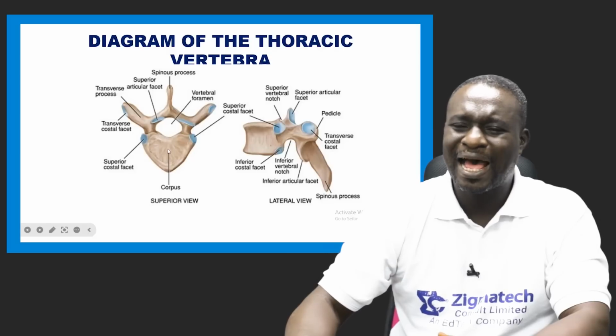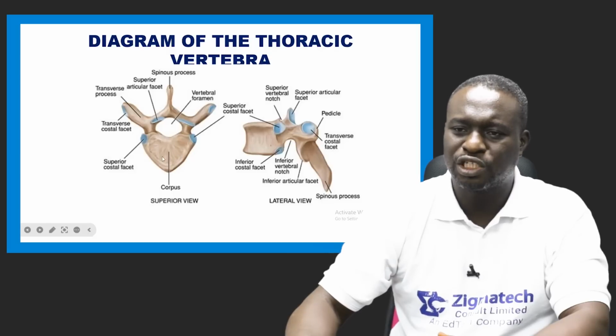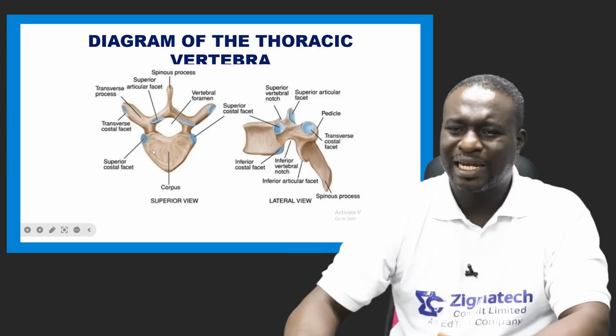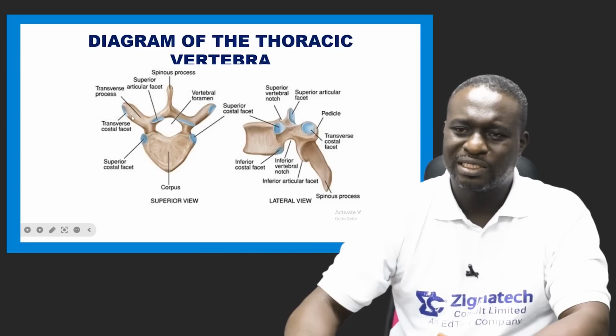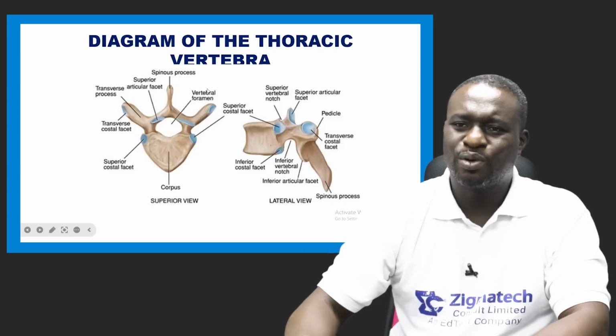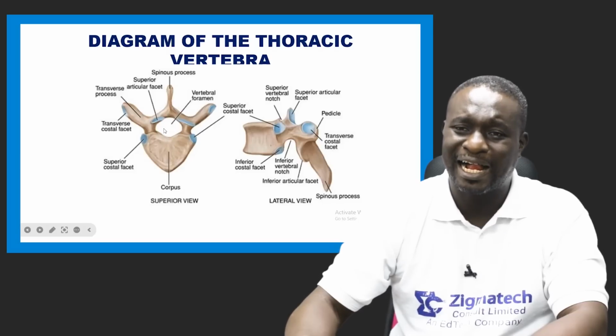You see a large neural centrum, which is called here the corpus. Then we also have the shortened neural transverse process. You can see them by the sides. All right, so these are all important things to take note of. And then we have the vertebral foramen, which is also known as the neural canal. You see a large neural canal.